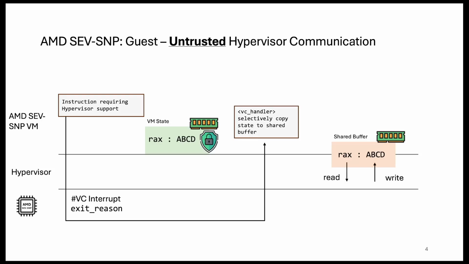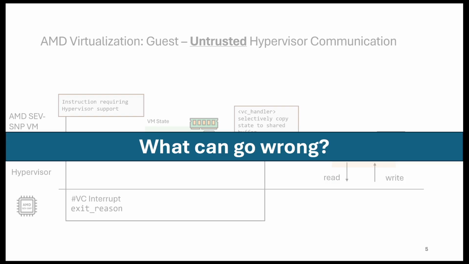The hypervisor, as before, can read this value from the shared buffer, operate on it, and write it back. Then when the VM resumes execution, the WeSee handler again selectively copies values from the shared buffer into the VM state. Again, in our example, it copies the value back into the RAX register. This mechanism essentially ensures that the app does not need to be changed to execute in the AMD SEV SNP VM with the right kernel support. Now, all of this looks fine, and it seems to work. The question is, what could go wrong? Well, as we will find out soon, quite a lot.